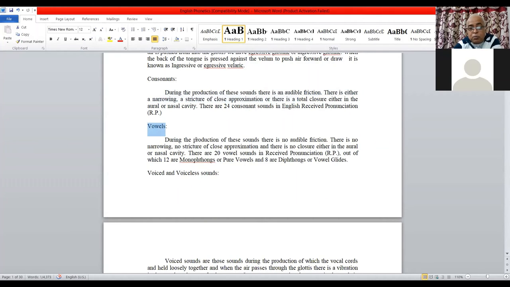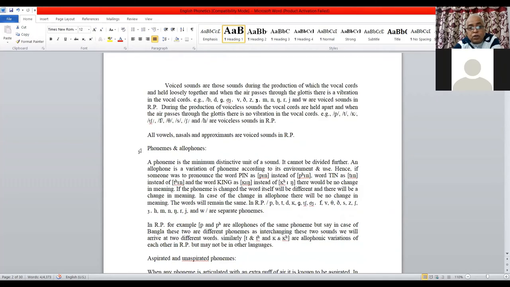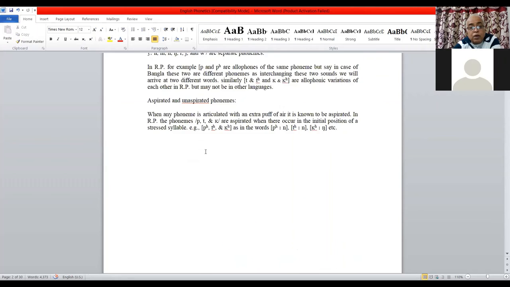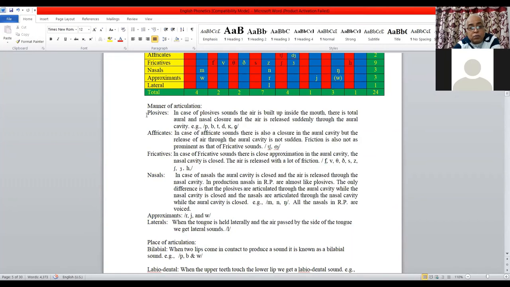The vowels, during the production of these sounds, there is no audible friction. There is no narrowing, no stricture of close approximation, and there is no closure either in the oral or nasal cavity. So you may have to define these. You may have to give a definition of voiced and voiceless sounds. What are phonemes and allophones? You may have to define what plosives are, what affricates are, what fricatives are, what nasals are, or approximants. All these you may have to define.